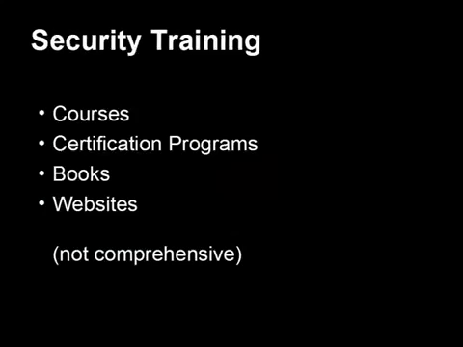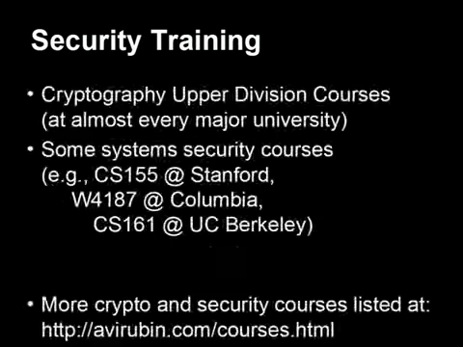So let's see. I'm going to summarize by telling you where you can learn more. I'm going to tell you about some courses, certification programs, etc. This list is not comprehensive by any means. You can learn more about security pretty much at every university. A lot of the good universities, in addition to having things like cryptography courses, are now introducing system security courses. So CS 155 at Stanford, W4187 at Columbia, CS 161 at Berkeley. There is a much more comprehensive list at Avi Rubin's website, so you can check that out.